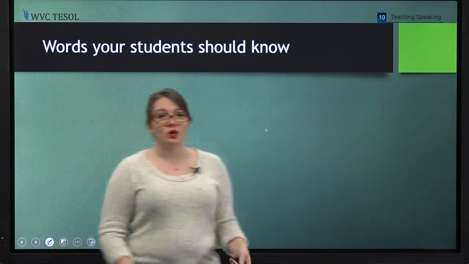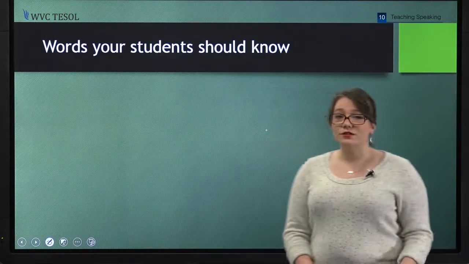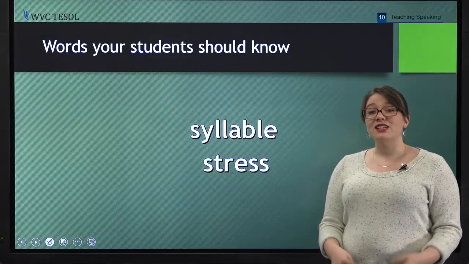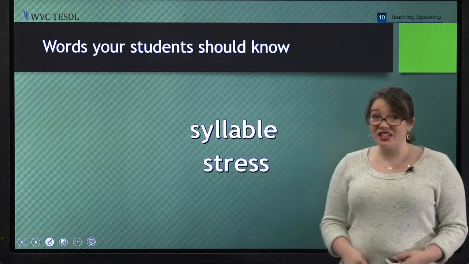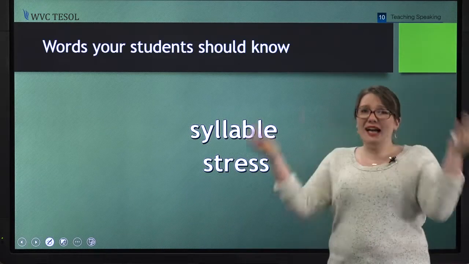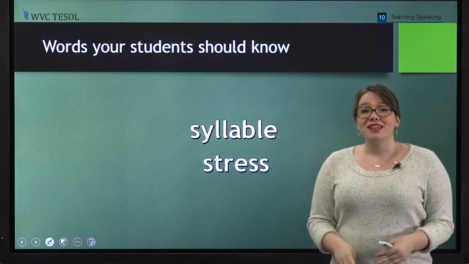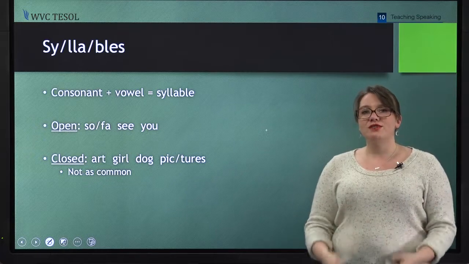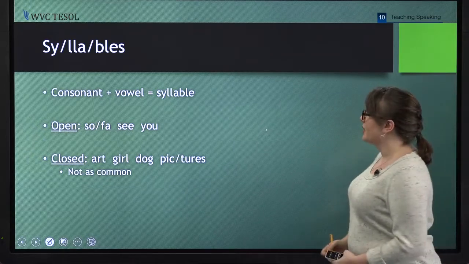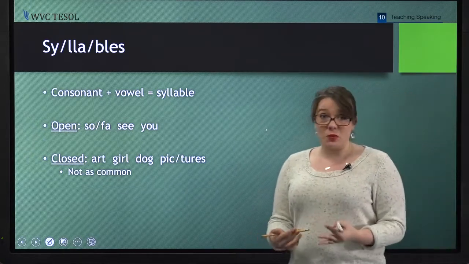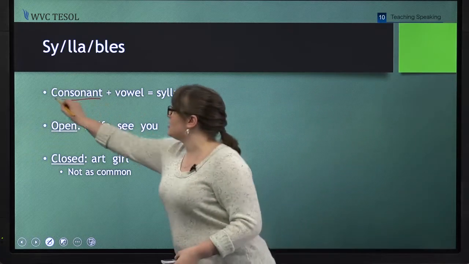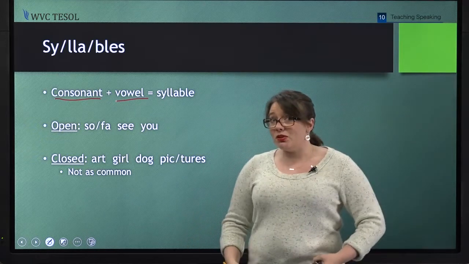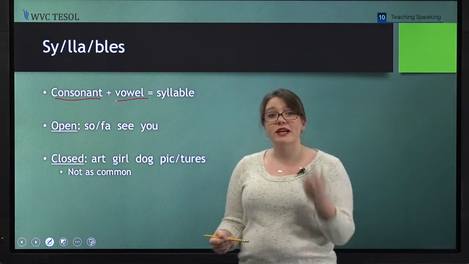There are two big words your students should know. The first is syllable. The second is stress. Now, this isn't the kind of stress where we go, I have so much to do. No, it's word stress. Syllables are how we divide up words when we're saying them. A syllable, in the simplest way to explain, is a consonant and a vowel together. So, for example, with the word syllable, we have three.